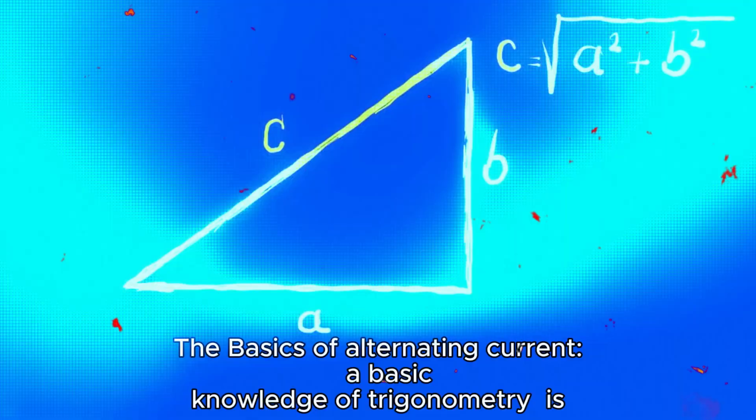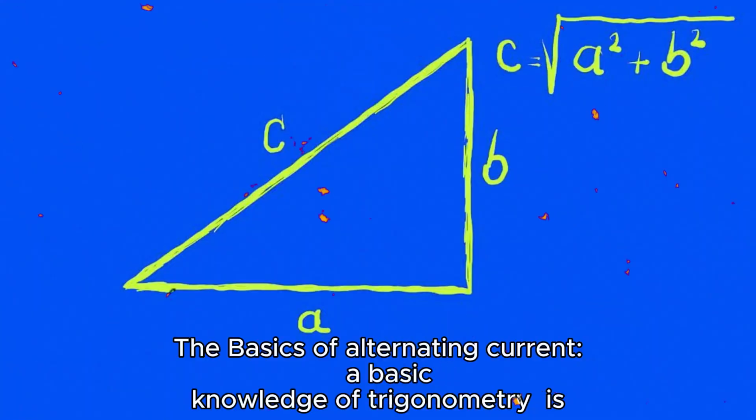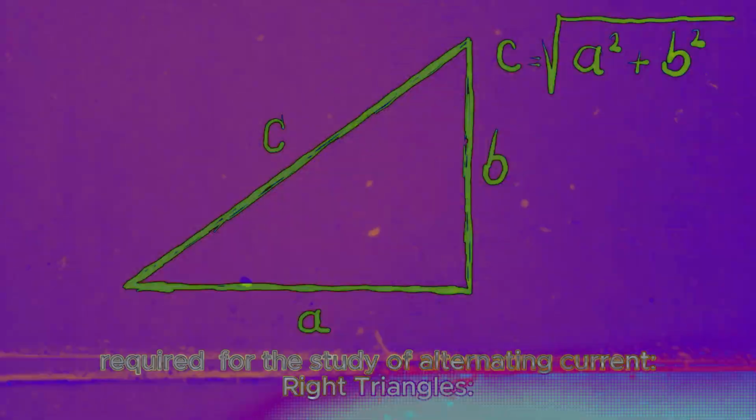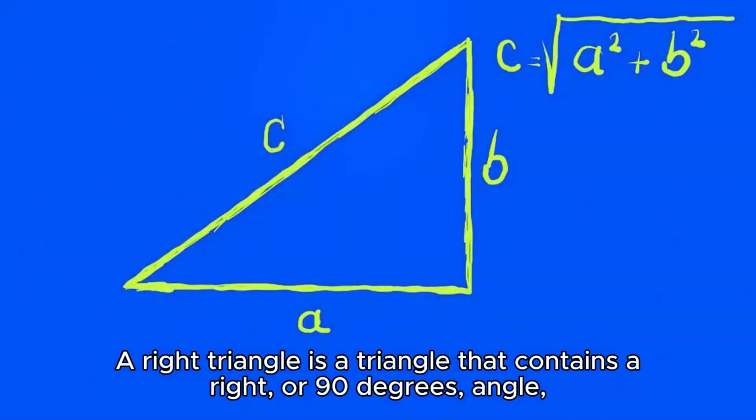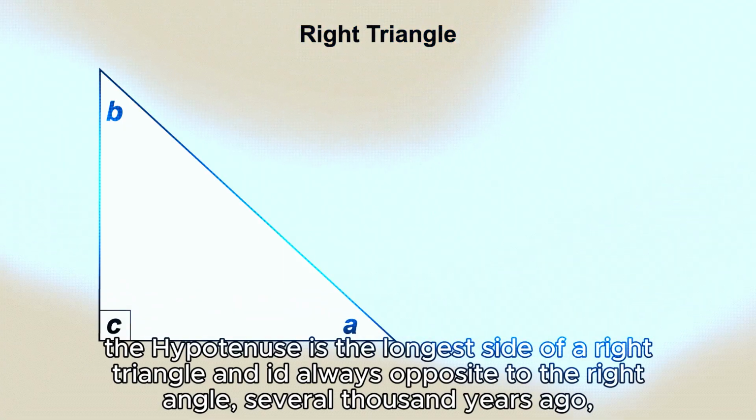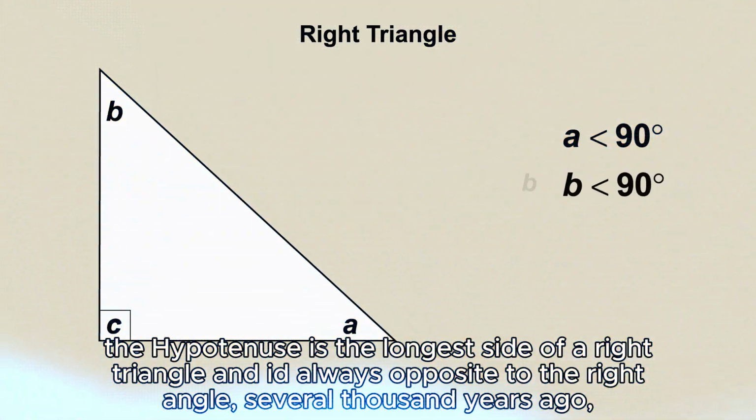The basics of alternating current. A basic knowledge of trigonometry is required for the study of alternating current. Right triangles. A right triangle is a triangle that contains a right, or 90 degrees, angle. The hypotenuse is the longest side of a right triangle and is always opposite to the right angle.